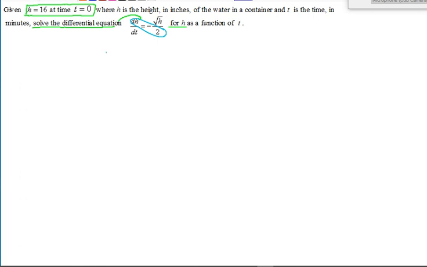So we get negative 2 dh equals square root of h times dt.